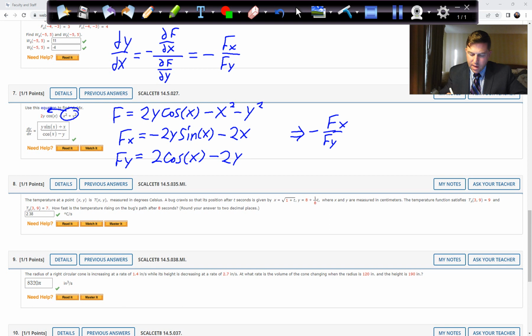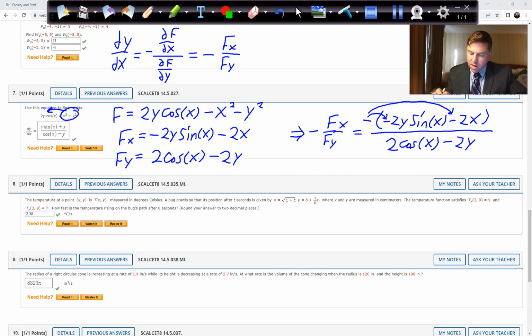So we're going to have this equals minus, from this minus, fx, which is minus 2y sine x minus 2x, all over fy, which is 2 cosine x minus 2y. Now I'm going to apply this negative to these two negatives, which will make it positive.